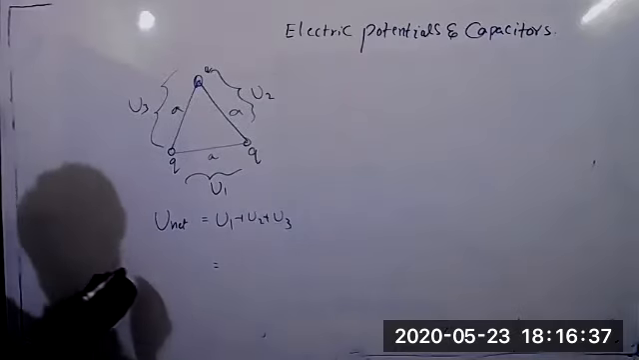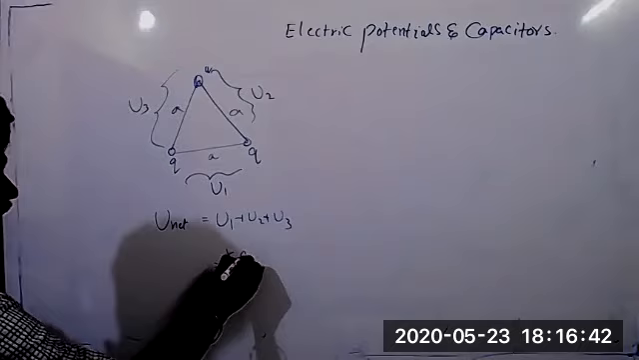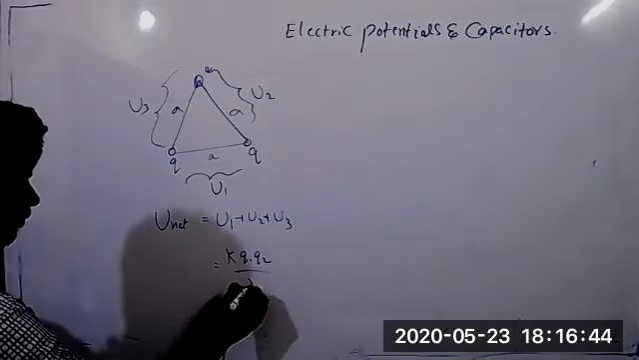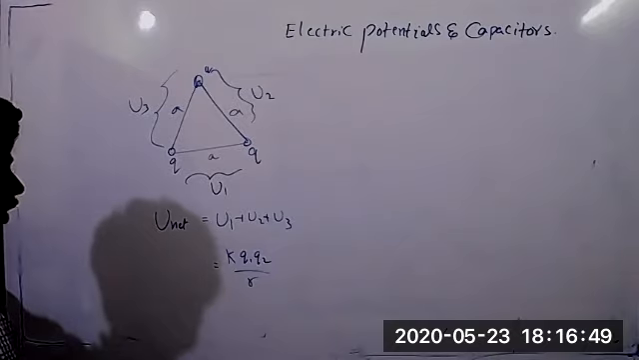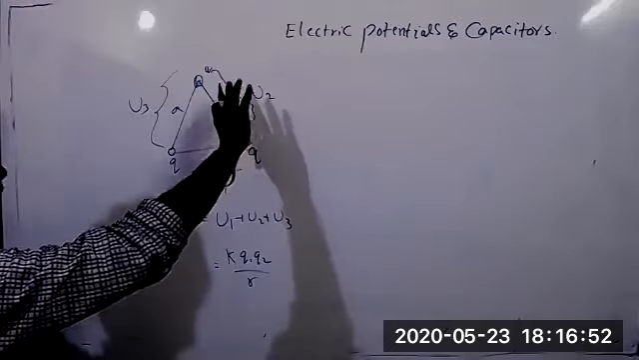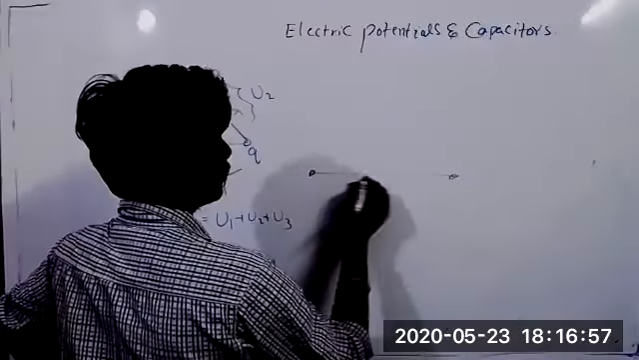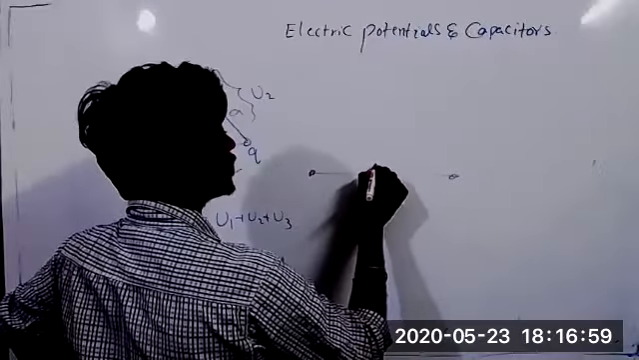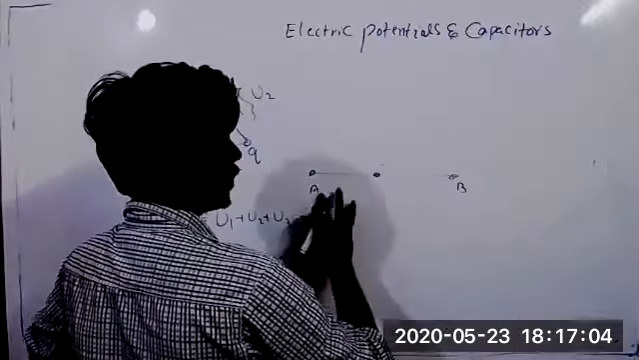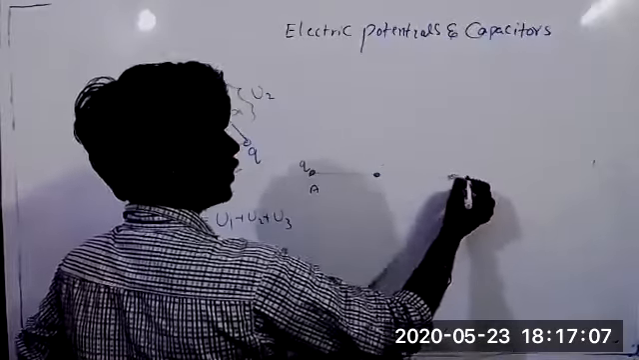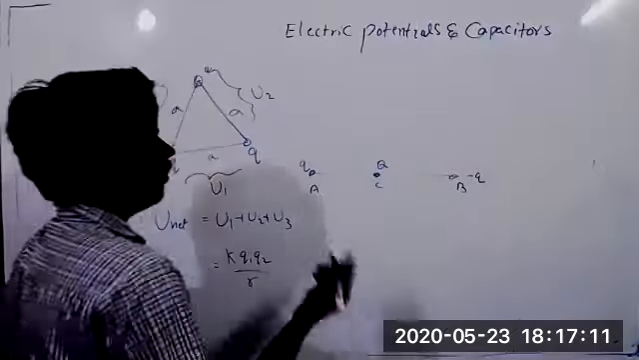So what is the potential energy formula? K Q1 Q2 by R. Now we have to solve these two and the remaining ones. Now I will ask you the question. There are three charges, A, B, and C: at point A, Q charge, at point B, minus Q charge, at point C, one more Q charge is there.